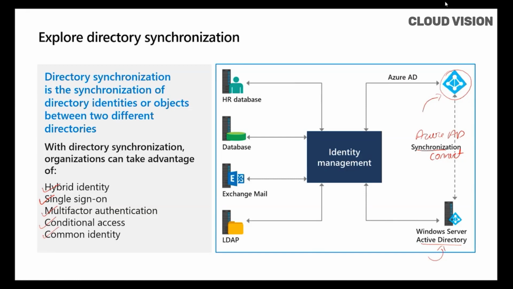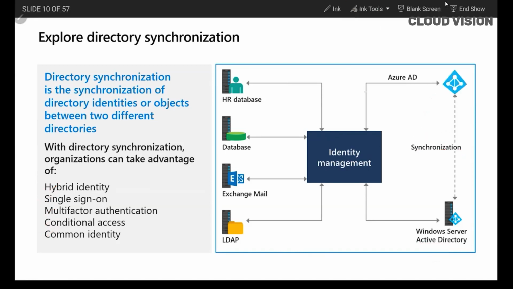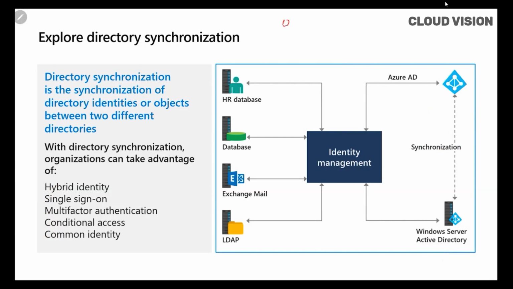Now, what do I mean by common identity? It's easy to understand. Let's say I have some on-premise applications or resources, maybe my HRMS tool, my employee self-service tool. Then I have some cloud applications, such as Exchange Online, SharePoint Online, OneDrive for Business, and so on.